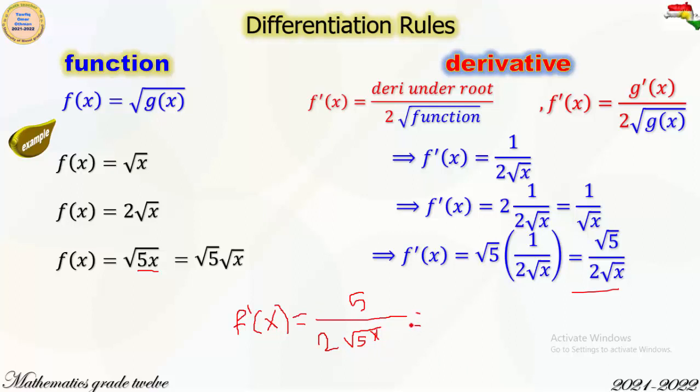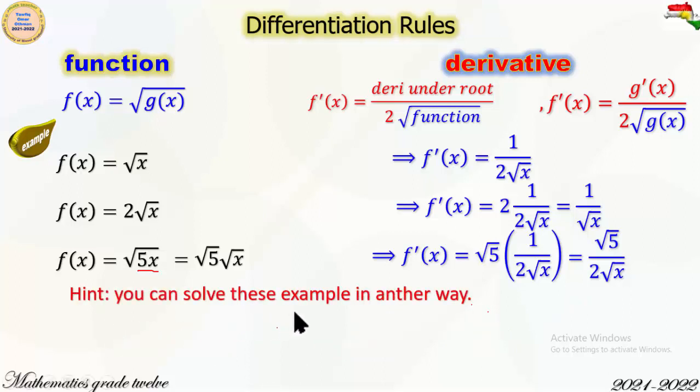To make it the same, you can do that. Write 5 as square root of 5 times square root of 5 over 2 square root of 5x, write it as square root of 5 times square root of x. And now cancel square root of 5 with square root of 5, it becomes the same thing as here.